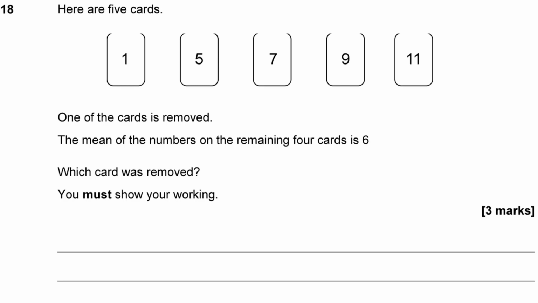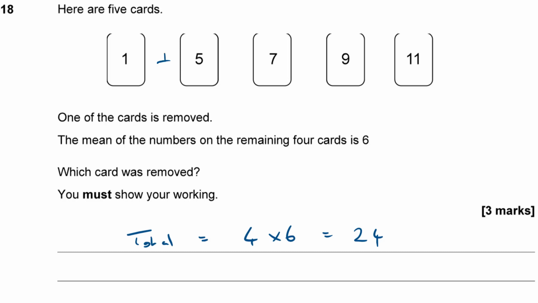Okay, so if I remove a card and only have 4 cards left and the mean is 6, then the total on those 4 cards is going to be 4 times the mean, isn't it? Because that's how you get a mean. You add up all the numbers and you divide by how many you've got, and that tells you the mean. So if I times the mean by the number of things I've got, it tells me what the total is on all 4 things. And 4 lots of 6 is 24.